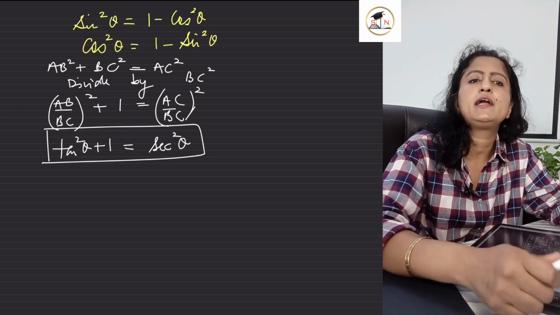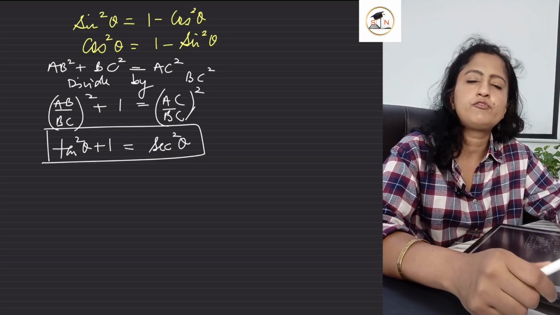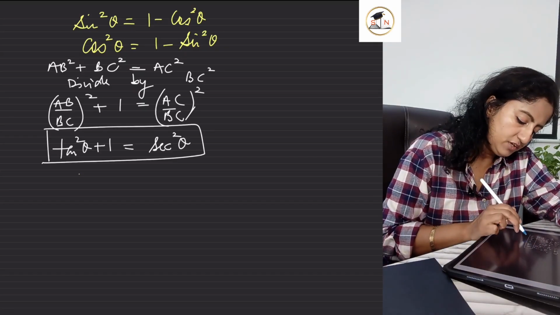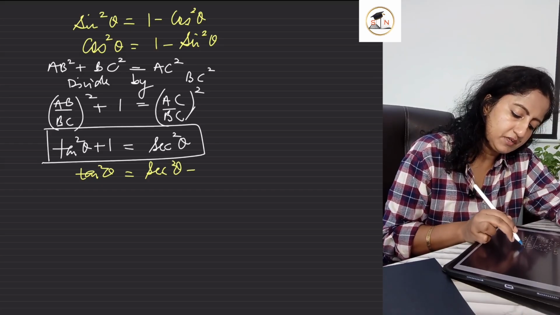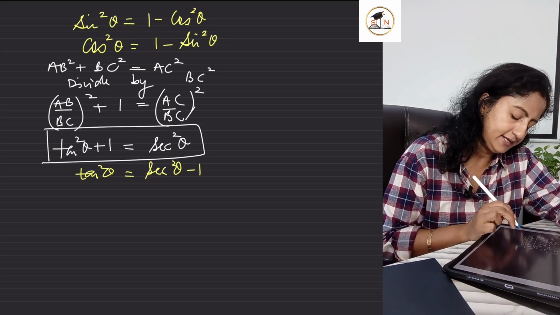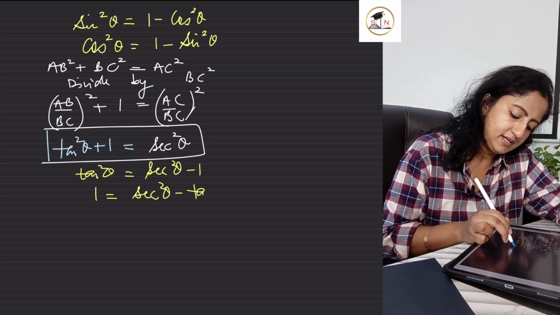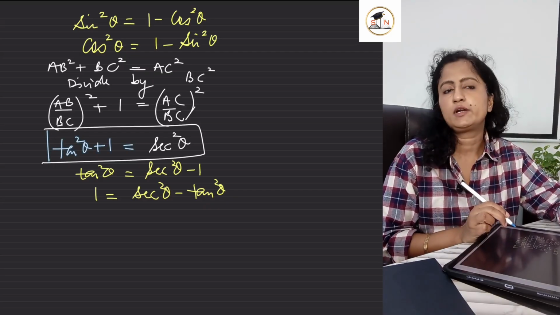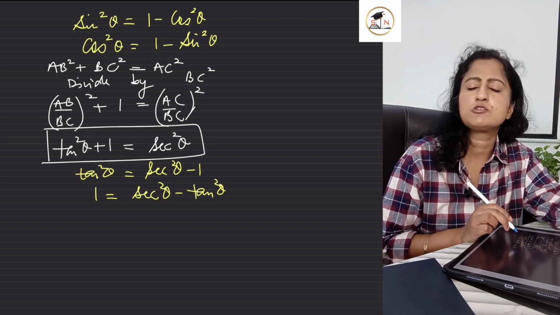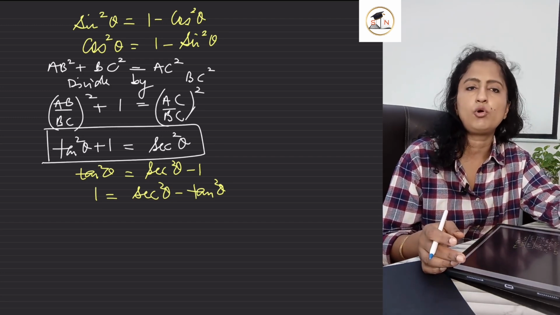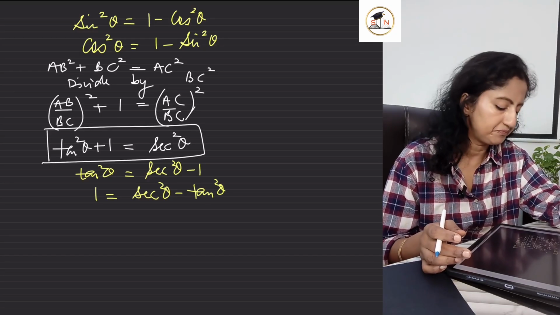Now, the way I had written two forms from the first identity, I will be telling you two more forms from the second identity also. We can rewrite this as tan square theta equals sec square theta minus 1, or we can write 1 equals sec square theta minus tan square theta. What I'm doing, I'm just shifting things left or right. So there are other versions also possible, whatever you shift, but the core identity remains same. That is tan square theta plus 1 equals sec square theta.